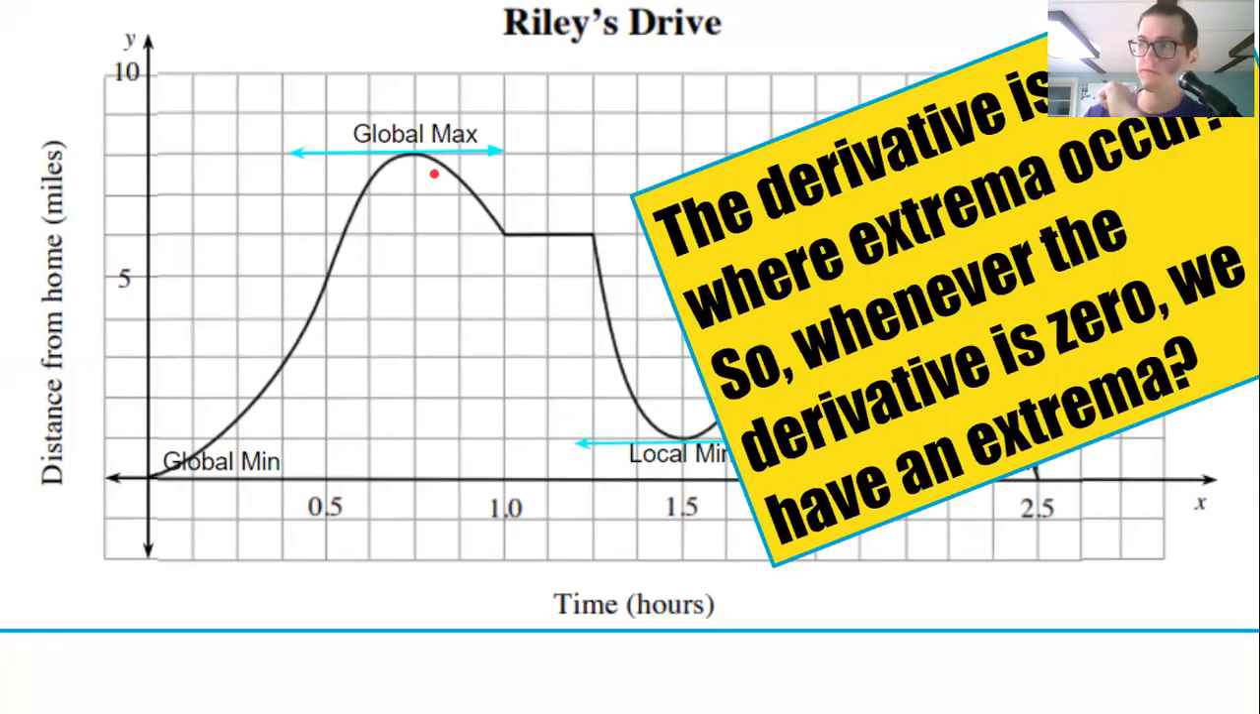So whenever the derivative is 0, do we have extrema? Not always, because see this horizontal line? This is not an extrema. But the derivative is 0 all along this graph, which is a really interesting thing to think about.